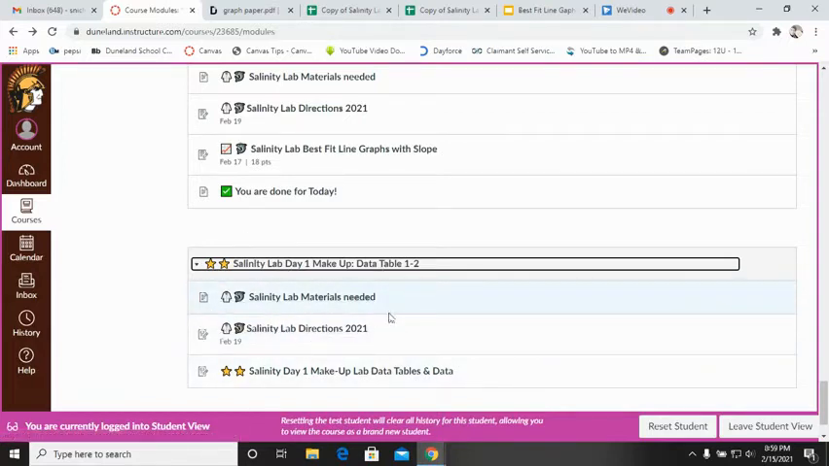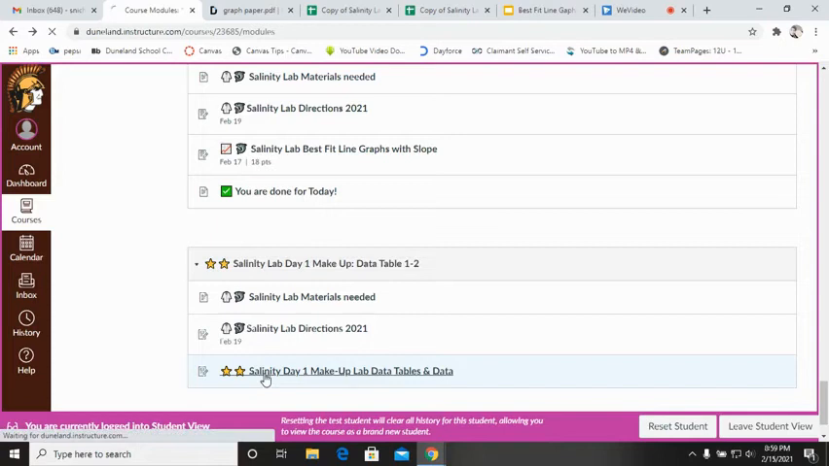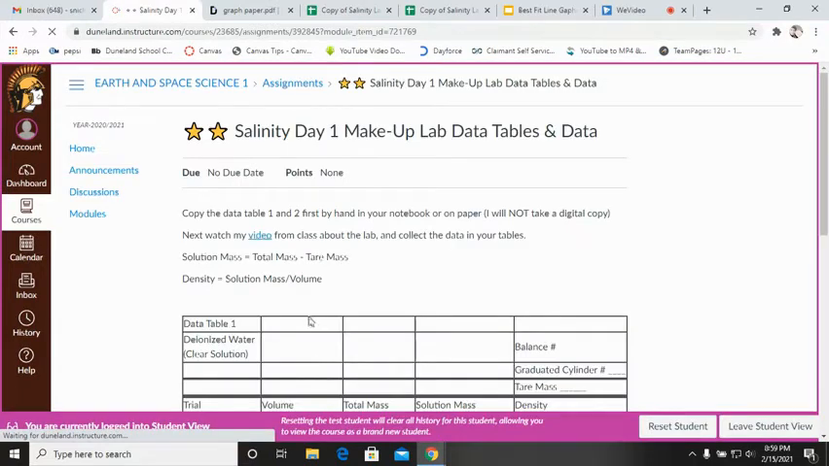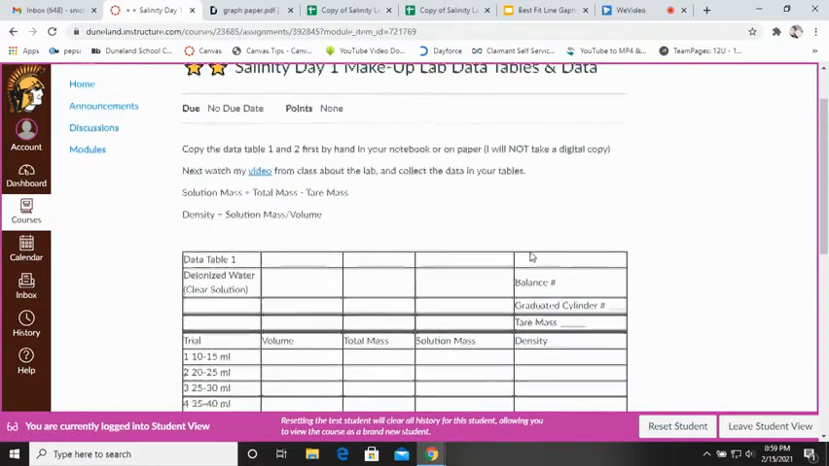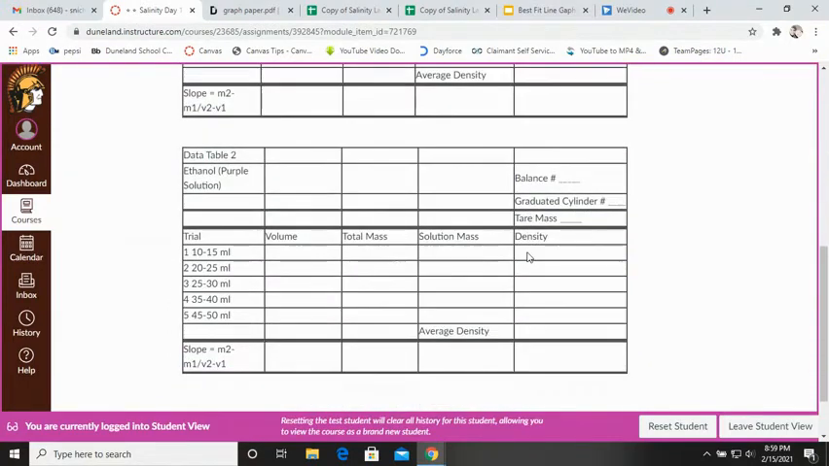This will tell you the materials that you need. This will tell you the directions, the purpose, and then this is your data tables 1 and 2. Click on it. It'll open up. The data tables are there. They have to be done by hand. It will not take a digital copy.